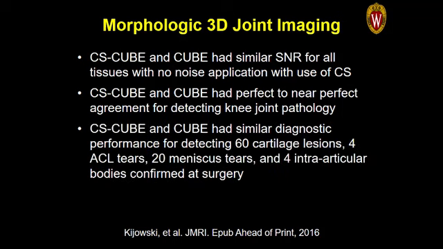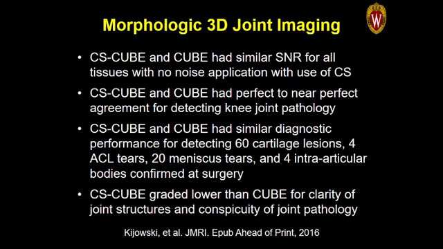In addition, both sequences had similar diagnostic performance for detecting 60 cartilage lesions, 4 anterior cruciate ligament tears, 20 meniscus tears, and 4 intra-articular bodies confirmed at surgery. However, we did notice that compressed sensing CUBE was graded lower than CUBE for many patients for clarity of joint structures and conspicuity of joint pathology.